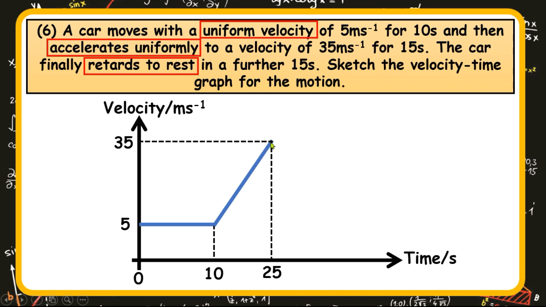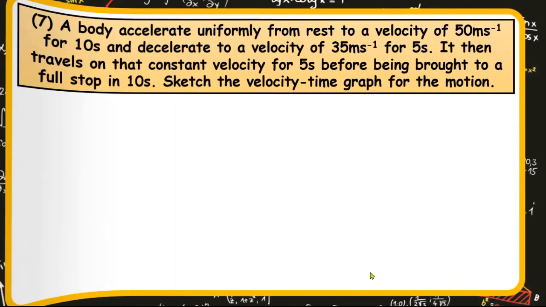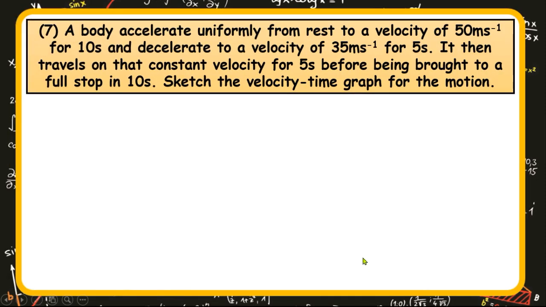That is, from this end, it is a retardation. Right from this end, it projects downwards to 0 in 15 seconds, which is also added to the 25 to give 40 seconds. So this is the graph or the sketch for this kind of question. Let's look at the last but one example.